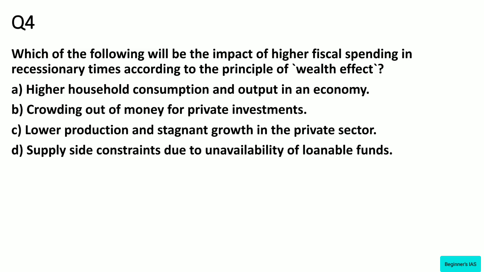Thus, a large fraction of households and firms will consume the extra income generated following the government spending increases, leading to a greater impact on consumption, that is the wealth effect, and hence on output. Therefore, option A is right. Higher household consumption and output in an economy is nothing but the wealth effect.